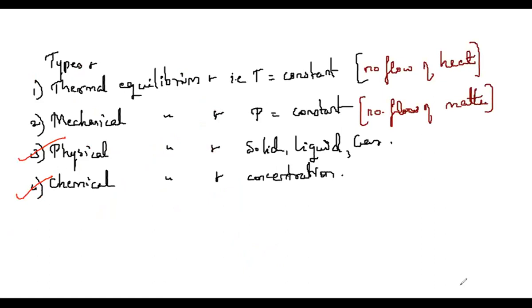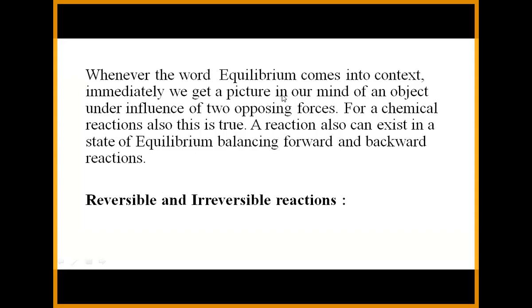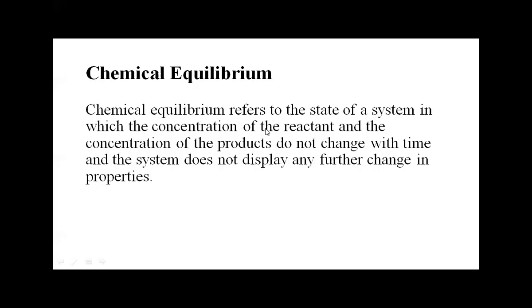And we have seen the types of equilibrium state and the characteristics. It should be carried out in a closed vessel. It is reversible and dynamic. At the equilibrium state, the rate of forward reaction will be equal to the rate of backward reaction, and that is called the state of equilibrium. And we have seen the types: reversible and irreversible.